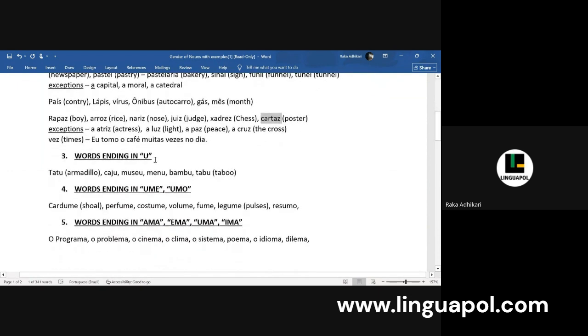Then words ending in U. So there are a few words which end in U, not too many, but there are a few, like tatu. Tatu is armadillo, which is majorly found in the Latin American region. Tatu. It's an animal, an amphibian kind of thing. Then we have kaju. Kaju is the cashew that we know. Kaju. Then museu. Anyone knows the meaning of museu? Museum. Yes, it's museum.